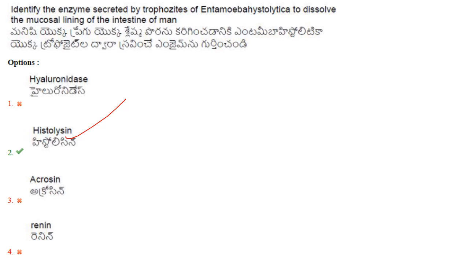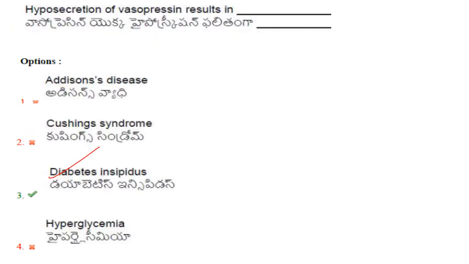Identify the enzyme secreted by trophocytes of Entamoeba histolytica to dissolve the mucosal lining of the intestine of man. So it is histolysine. Answer is option 2. These are just direct questions, that's why I am not explaining much.